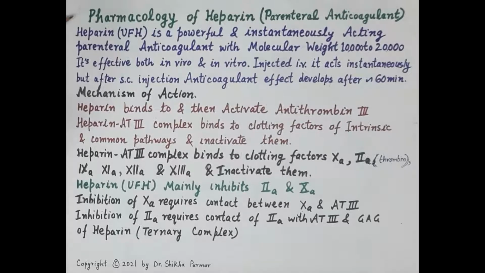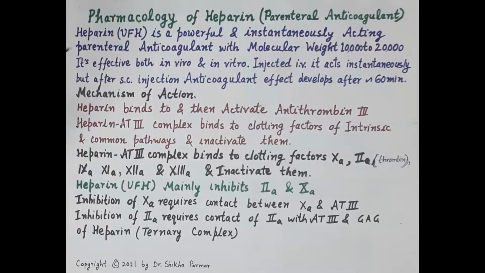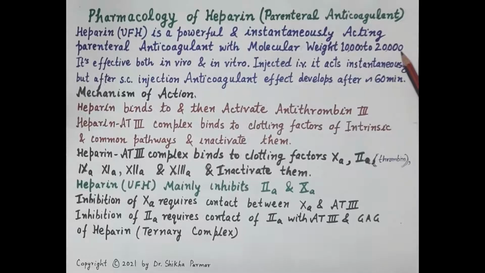Students, today we are going to discuss the pharmacology of heparin, that is a parenteral anticoagulant. Now heparin, also termed as unfractionated heparin, is a powerful and instantaneously acting parenteral anticoagulant with a molecular weight of 10,000 to 20,000. Now important to understand that heparin is not a single molecule. It is a mixture of long polysaccharide chains and therefore it has a high molecular weight of 10,000 to 20,000.